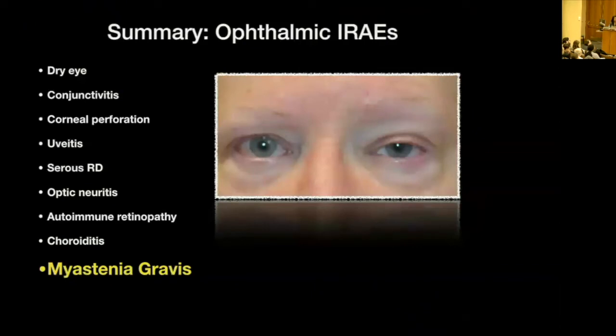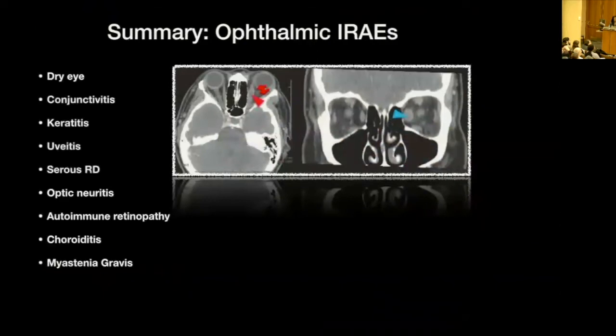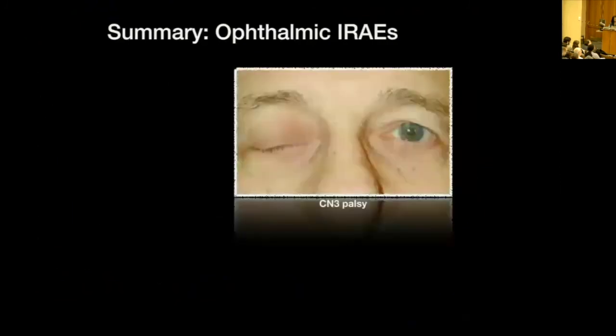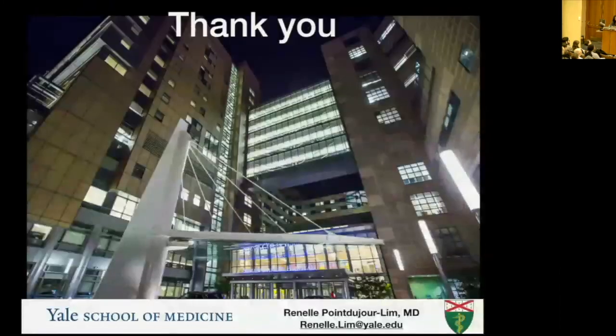Our patient who had a uveal melanoma developed myasthenia gravis after just one cycle of combination therapy. She presented with left upper eyelid ptosis and double vision. Here's an example of what myositis of the extraocular muscles looks like. You see the medial rectus enlarged in axial and coronal views. And patients can present with cranial nerve palsies as well. Thank you.